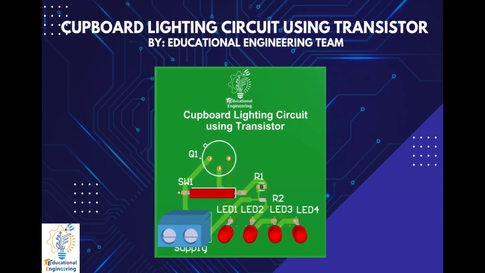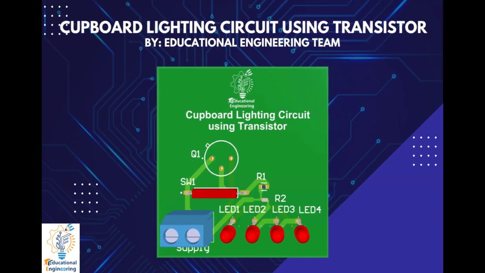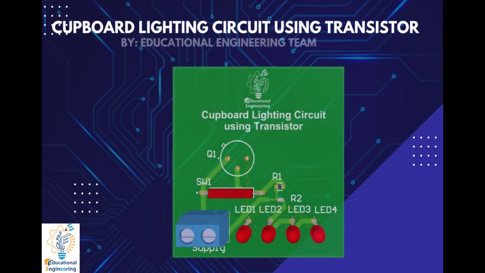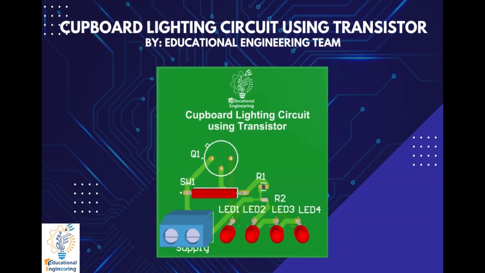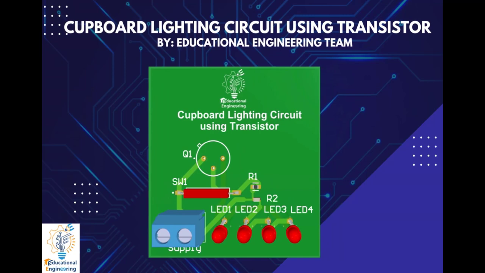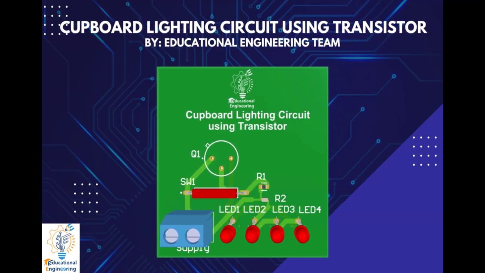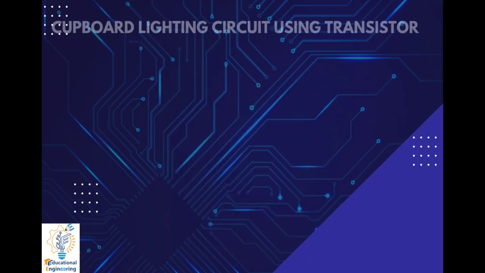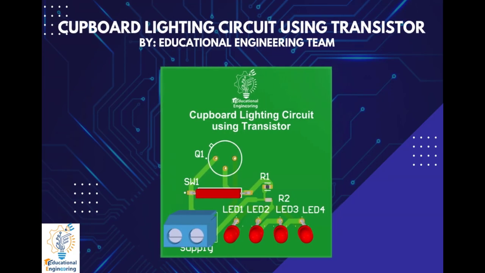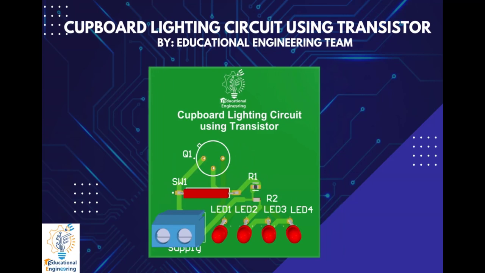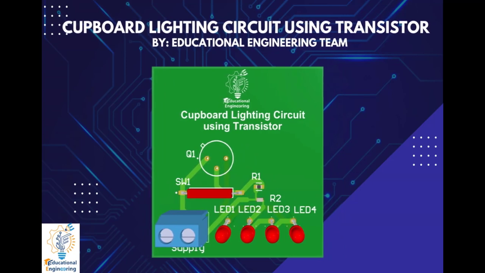Hi, and welcome again to another video. Today, we're going to learn how to design a simple cupboard lighting circuit using a transistor in Altium Designer. This board is quite simple and uses a few discrete components to operate. It only includes a reed switch, a CK100 transistor, resistors, LEDs, and a power source.